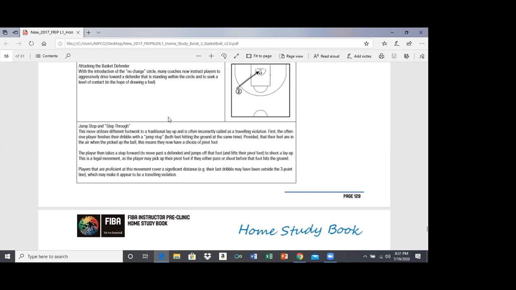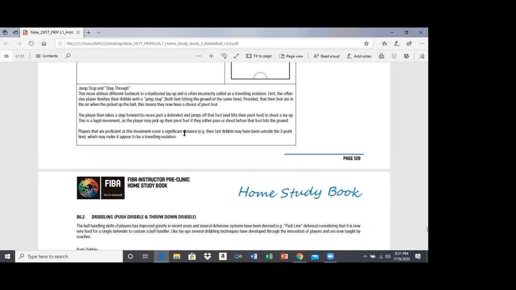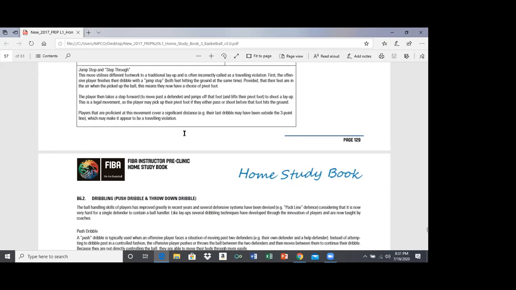This is a legal movement, as the player may pick up their pivot foot if they either pass or shoot before the foot hits the ground. Players that are proficient at this movement cover a significant distance. Example, their last dribble may have been outside the three-point line, which may make it appear to be a traveling violation.